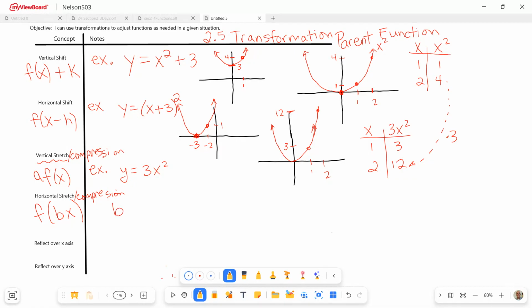When b is less than 1, then we have a stretch, meaning our parabola is getting kind of wider. If we have b greater than 1, we have a horizontal compression, which is really the opposite of what's going on up here. When b is greater than 1, we have a vertical stretch. When b is less than 1, we have a vertical compression.